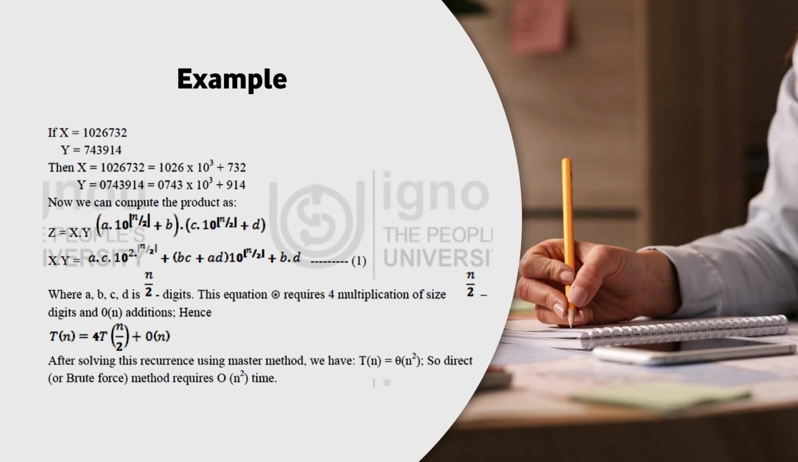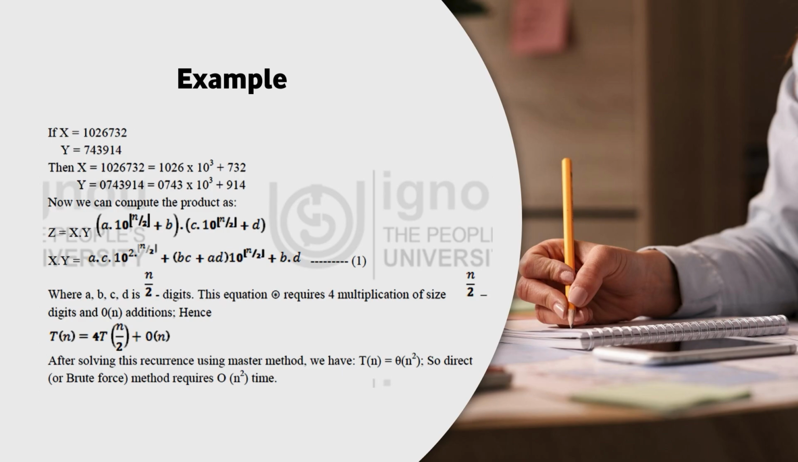Similarly, we will follow this procedure, and now the computation part, where you have to multiply these numbers x and y. How is this being done? First you take z equal to x times y, which you already know, as a times 10 raised to power n by 2 plus b, times c times 10 raised to power n by 2 plus d. So what is this actually? It is these numbers that we have placed.